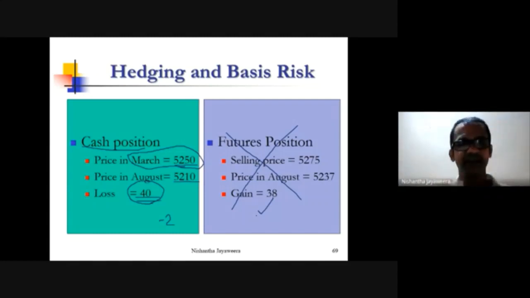Remember, if it was the other way around, same story, you minimize your gain as well. Even in a gain, say in August, instead of going to 5,210, assume it went to 300.